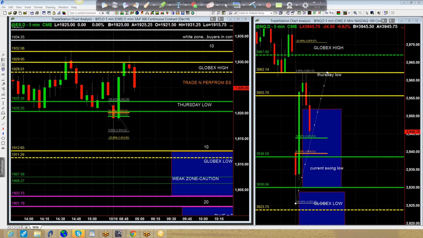So look, if you have a smaller account, everyone should have plus two in the bank if you took that trade with me on ES. Okay, if you're a less aggressive trader, just move your stop to break even. Okay, scaling again, 39.44.